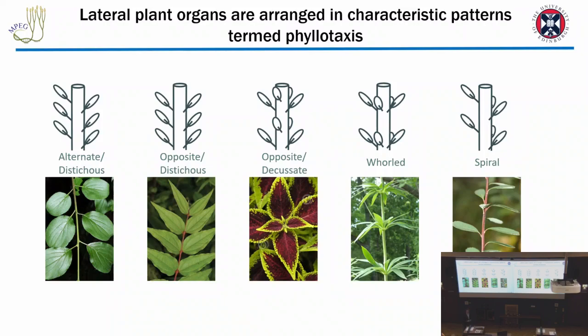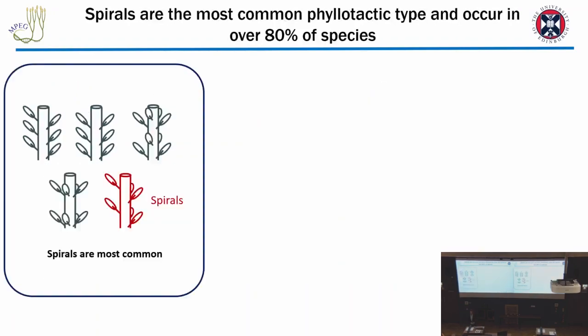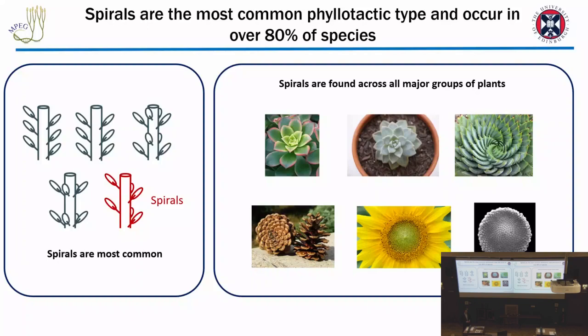Now what's interesting is that if we look at the diversity of plants alive today, we find that in fact spirals are by far the most common type of phyllotactic pattern present. They're found in over 80% of species that produce phyllotaxy, which is interesting. And then furthermore, out of these species that develop spiral phyllotaxy, there are many examples that we'll be really familiar with.